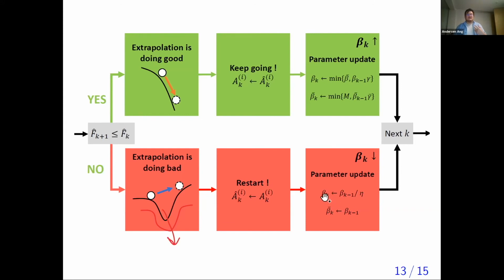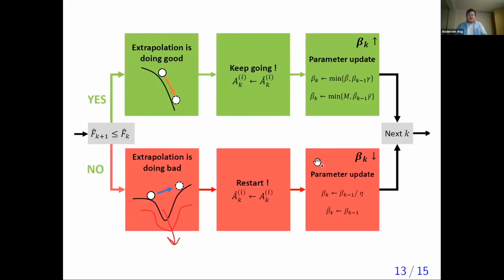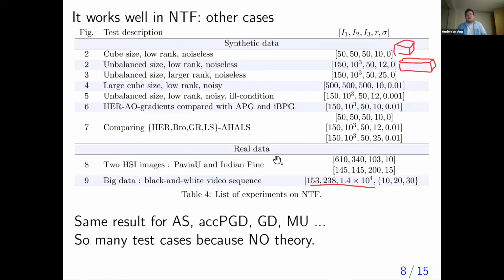That is, in the next iterate, you divide your current extrapolation parameter by a number eta larger than 1, then this will go down. And then there are also other parameters, gamma, beta bar. I don't have time to explain, but this is the idea. So there are some important points why there's no theory, no convergence, and why it works. I don't have time to explain, but I just want to explain one important thing, why this method works well also in terms of time.